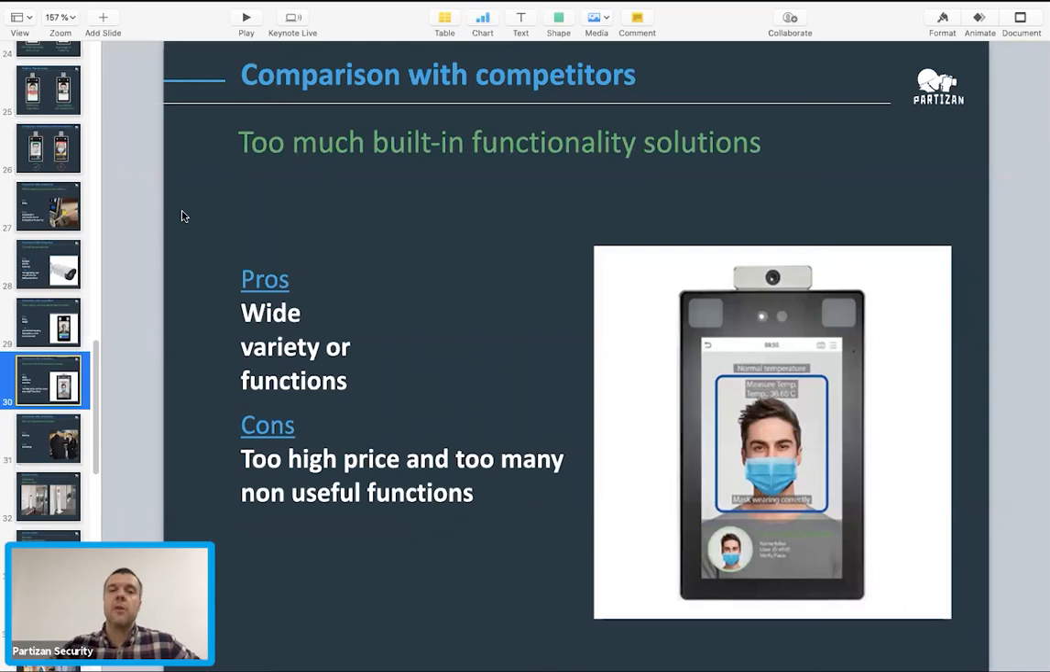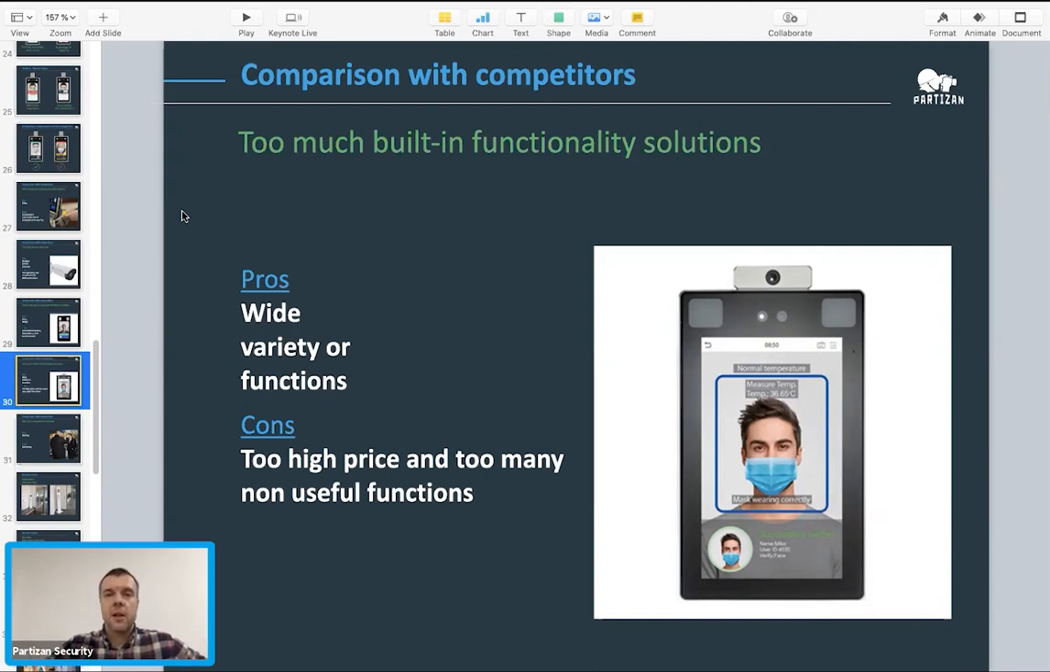Another option which you can find on the market is solutions with too much built-in functionality. So you can find a good-looking solution with a lot of functions, but in most cases it will be really overpriced because of the wide variety of different functions, all in one: you can scan the temperature, you can recognize the face, you can recognize the hand palm, you can have a built-in reader, you can build in something else. So in certain cases, of course, it's nice to have this solution, but if you have an existing access control system, you simply don't need this device, because some of the functions for which you're going to pay more will just duplicate existing functions of your system.